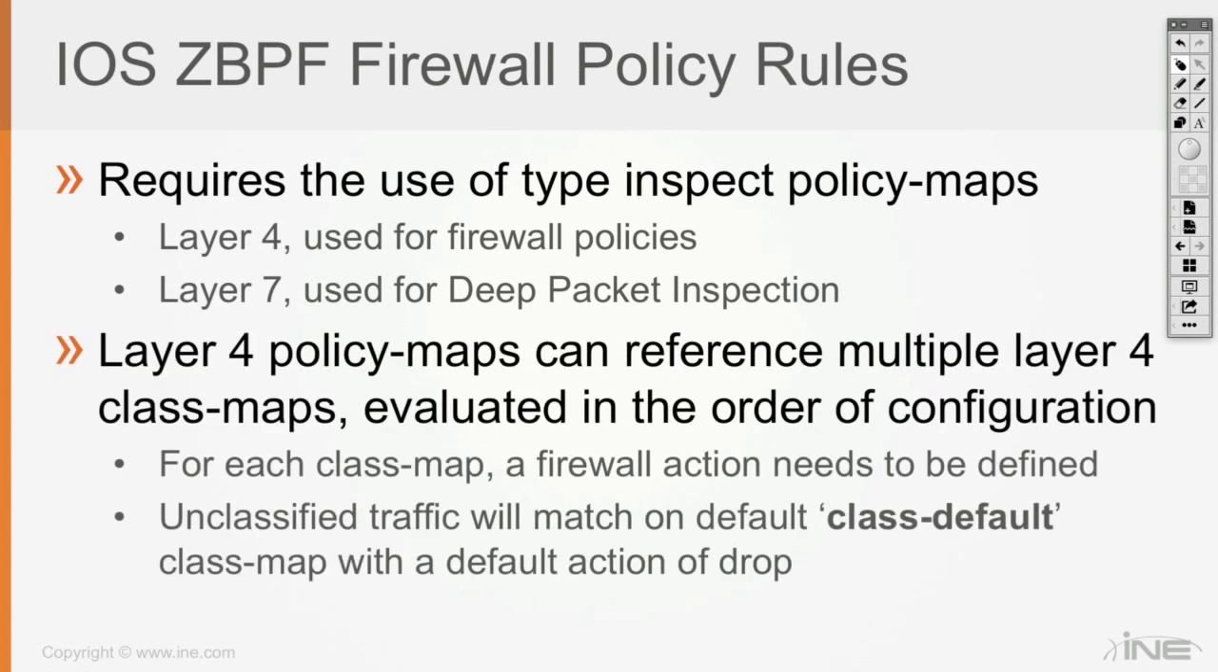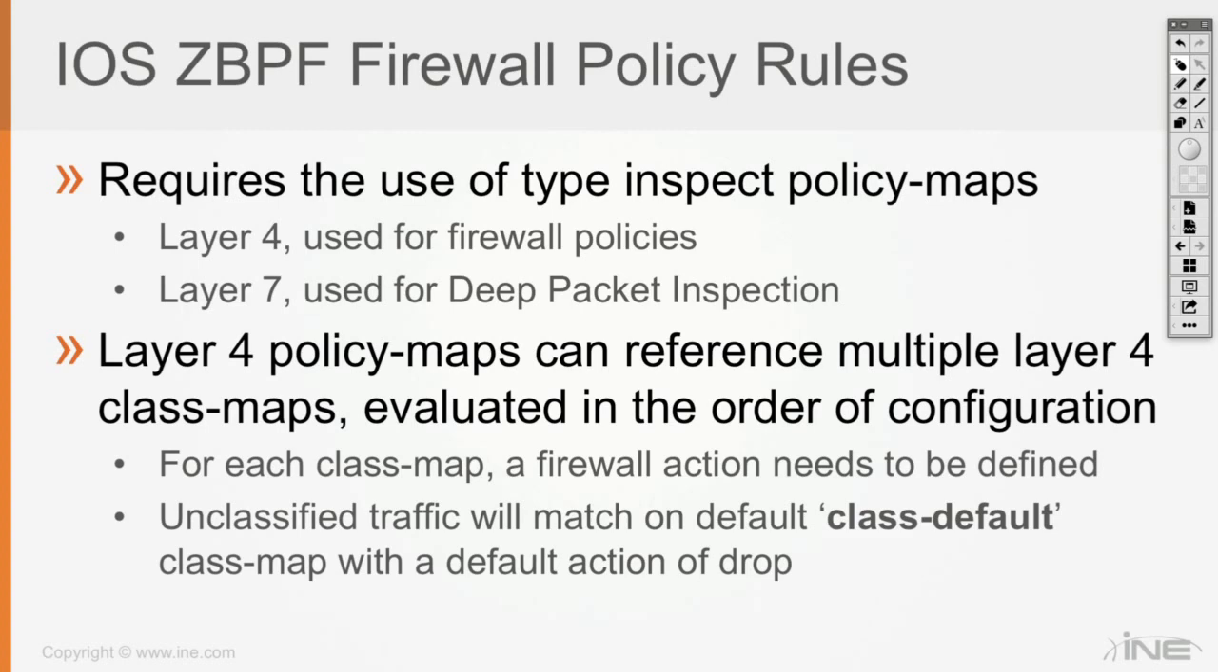So layer 4 policy maps are going to call in layer 4 class maps. Layer 7 policy maps are going to call in layer 7 class maps. Now, one layer 4 policy map can reference multiple layer 4 class maps, and once traffic flows to the router, it is going to evaluate the class maps under the policy map in the order of configuration. And for each class map, a firewall action needs to be defined.